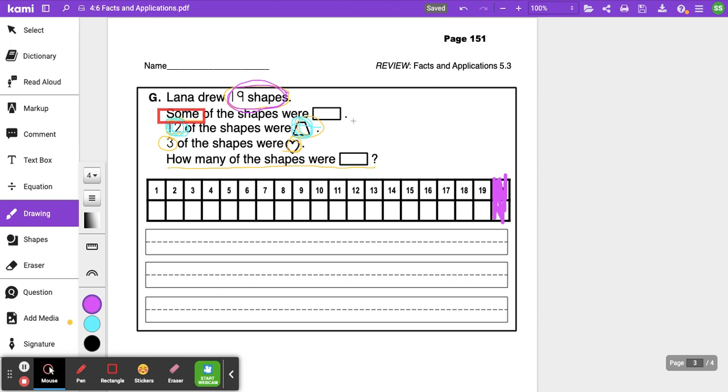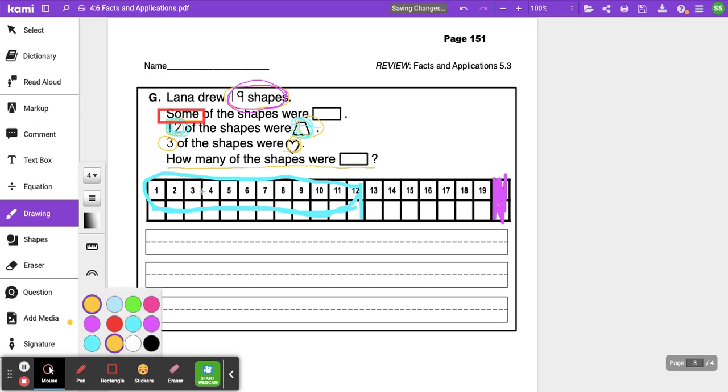Now, I don't know how many rectangles, but I want to divide up. I want to make my parts of the 19 to show how many are rectangles, how many are trapezoids, and how many are hearts. Do we know how many rectangles? Nope. Do we know how many trapezoids? Yes, there are 12. So let's go ahead and mark 12 trapezoids all the way down to 12. Ding, that's where the trapezoids stop. These are the trapezoids.